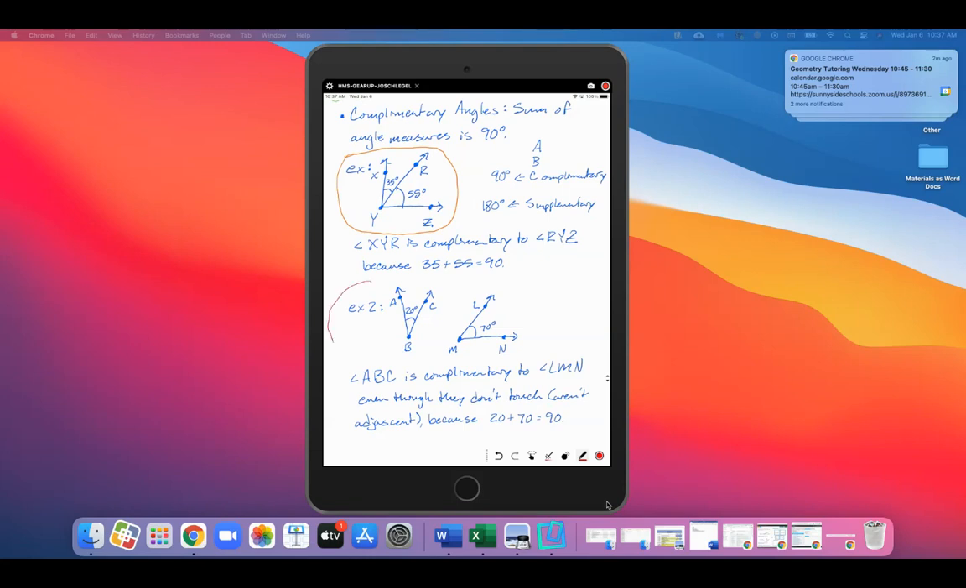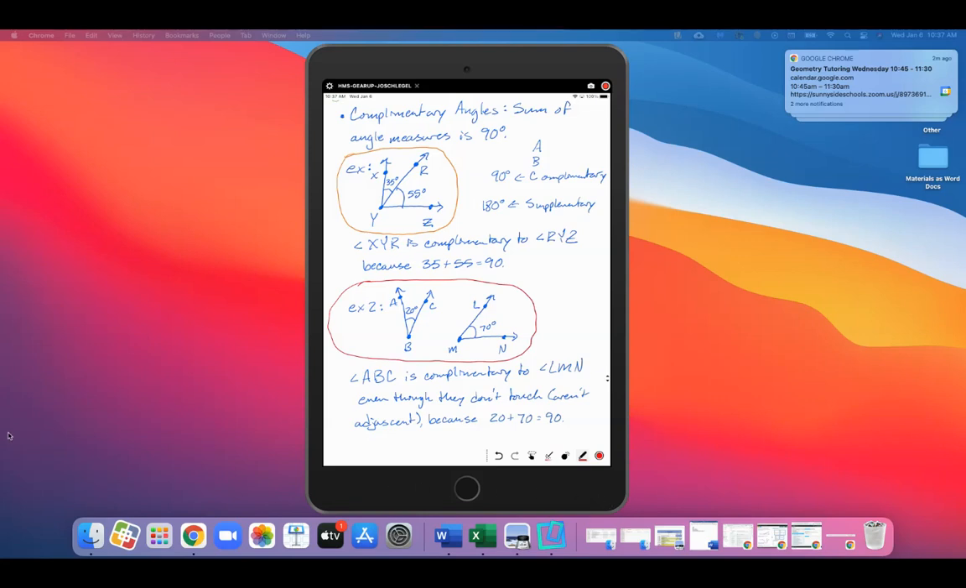Moving down to example 2 here, we have two angles that are not stuck together or not adjacent, angle ABC and angle LMN. ABC is 20 and LMN is 70. Those two add up to be 90. So 20 plus 70 makes 90. That means that those two angles are complementary.